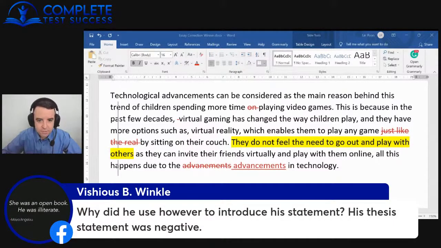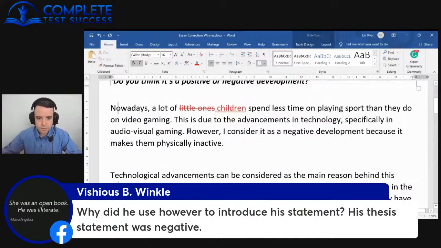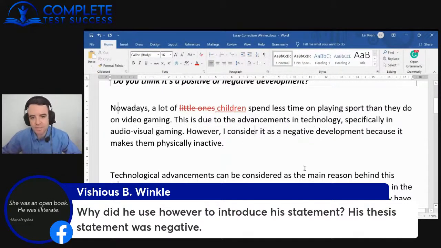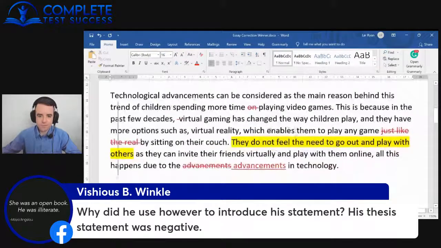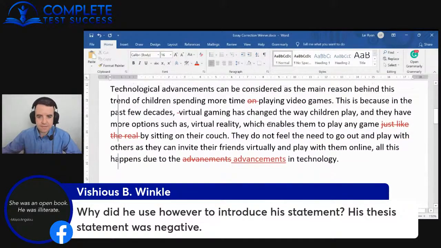Why did he use however to introduce his statement? I'll have to go back and look at that now. Why did he use? Because it's negative. Because he's saying that it's negative. So however, yeah, it doesn't necessarily sound like a bad thing, but he's saying, however, I think it's negative. So you couldn't say, however, I think it's positive, but to say, however, I think it's negative makes sense.